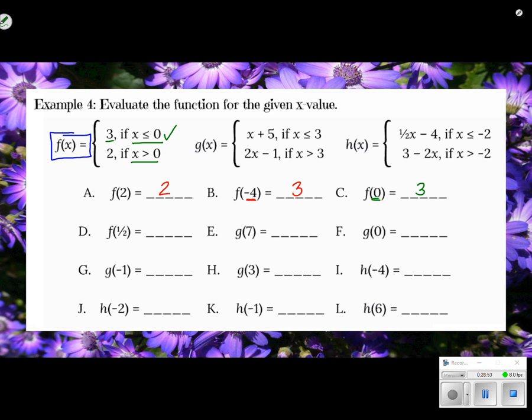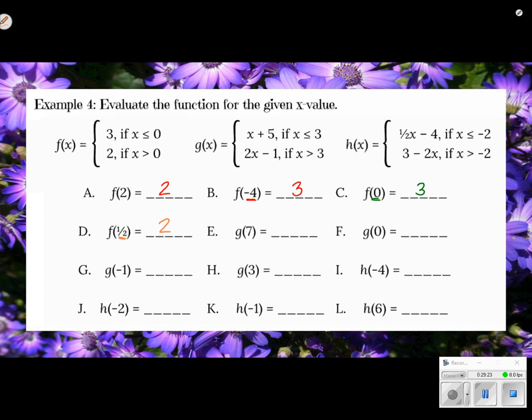Okay, I'm going to have you do letter D. Which one are we going to choose, line 1 or line 2? We're looking at plugging in a half. Is a half less than or equal to 0 or greater than 0? It is greater than 0. 1 half is greater than 0, so we're going to write a 2 in that blank. All right, we're done with that function f of x.